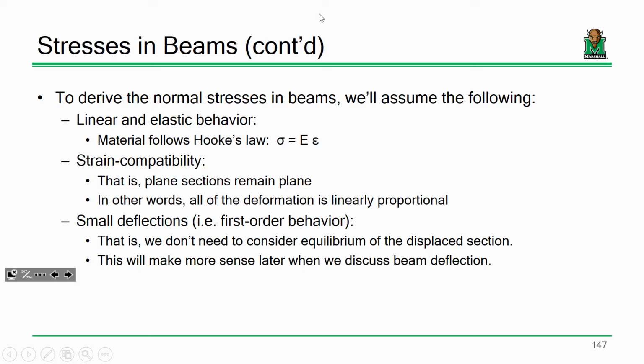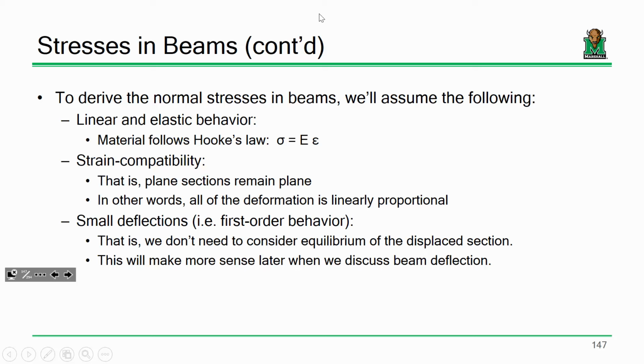Okay, that's a second-order effect. And you have to consider second-order effects when you look at stability, things like buckling and whatnot. In large structures and complex components, you have to consider that. For now, we're just going to consider first-order behavior. In other words, that the equilibrium before and after deflections is maintained.